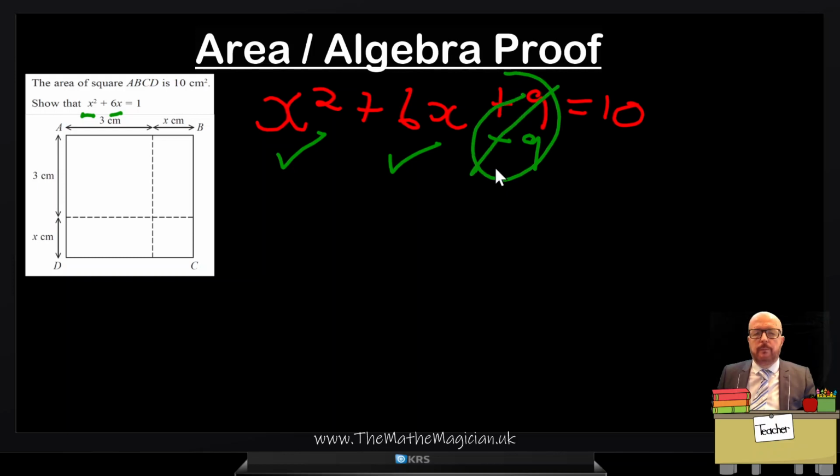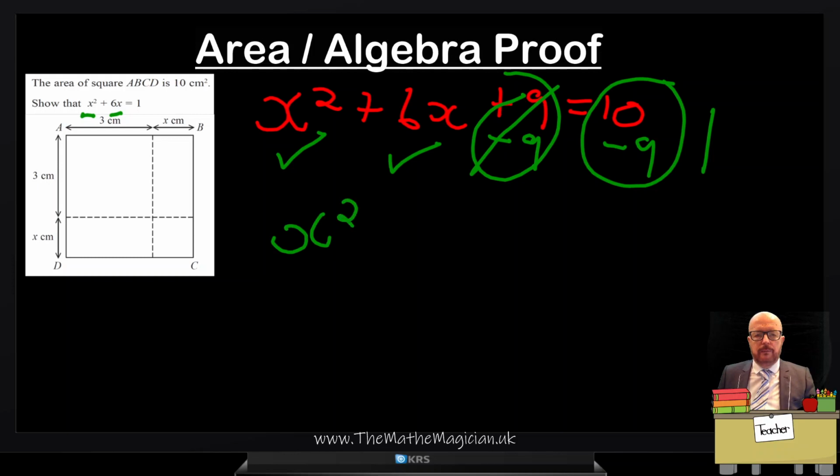cancel out. But I can't just do that. I've just unbalanced my equation. So if I take 9 off here, I have to subtract 9 off there as well. What does that give me? Well, I've got 10 minus 9, and that gives me 1. So my final answer is x squared plus 6x, and that is equal to 1. That's what we were asked for. x squared plus 6x equals 1. That's what we got. We got the 3 marks.